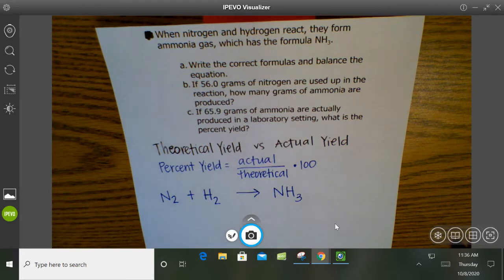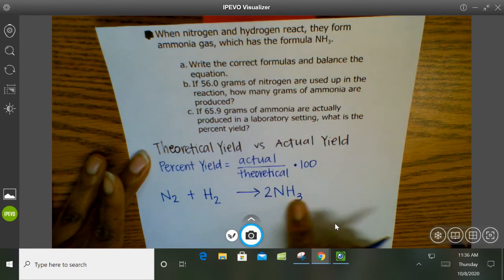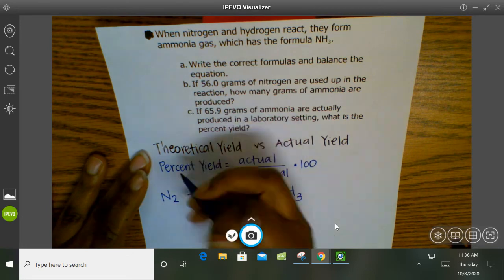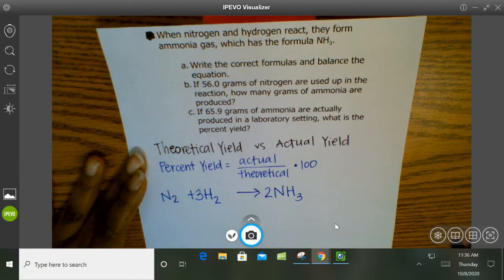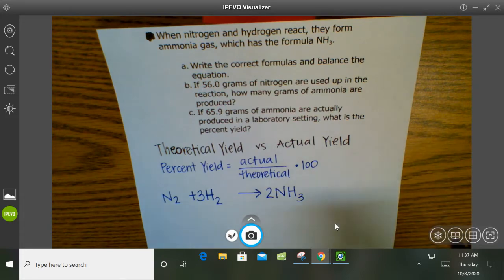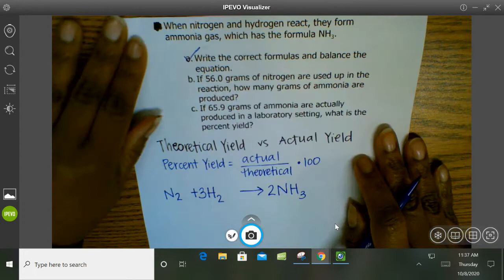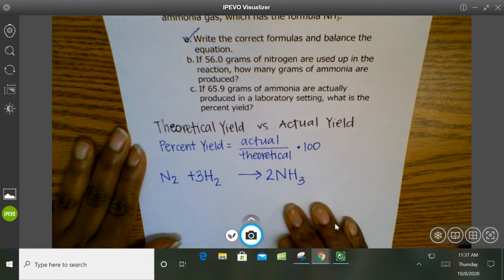Now, as written, this equation is not balanced. If I put a 2 here, that gives me 2 nitrogens, but now I have 6 hydrogens. My nitrogens are balanced, but if I put a 3 in front of here, now my hydrogens are balanced as well. So now the equation is balanced. Okay, so part A is done, and I'm going to check that off. And I'm also going to slide the paper up a little bit.